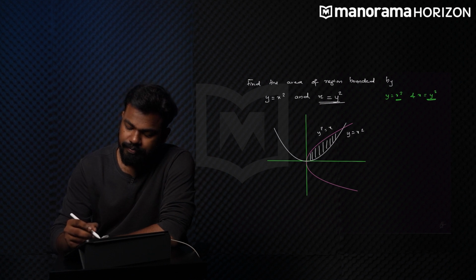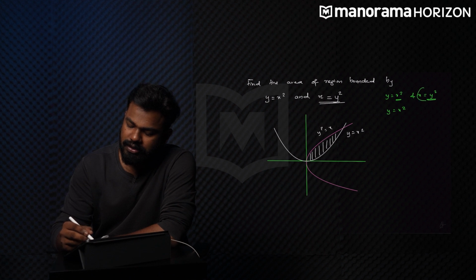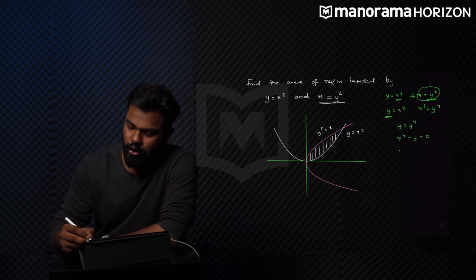So I can say y is equal to x square, and if I square this thing, I will be getting x square is equal to y raised to 4. So I can put x square and this one, x square is equal to y and y raised to 4. So I can say y is equal to y raised to 4, or y raised to 4 minus y is equal to 0, or y into y cube minus 1 is equal to 0.